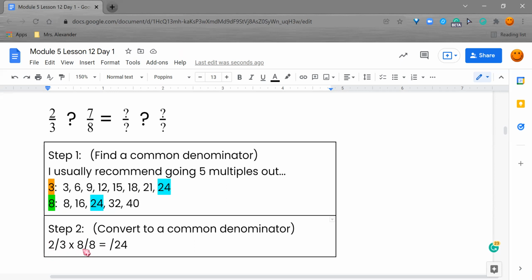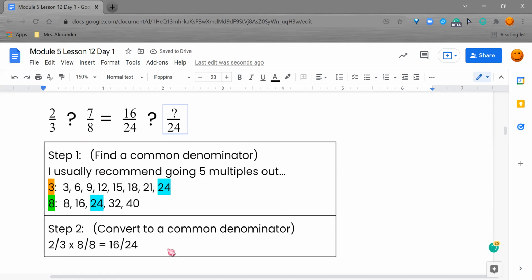Now I'm going to go 2 times 8. What's 2 times 8? Great job, it is 16. So I'm going to come right up here. I'm going to put in my 24. I'm going to jump to the top and put in my 16. I'm going to quick jump right over here and put in my 24 because we know what that is.